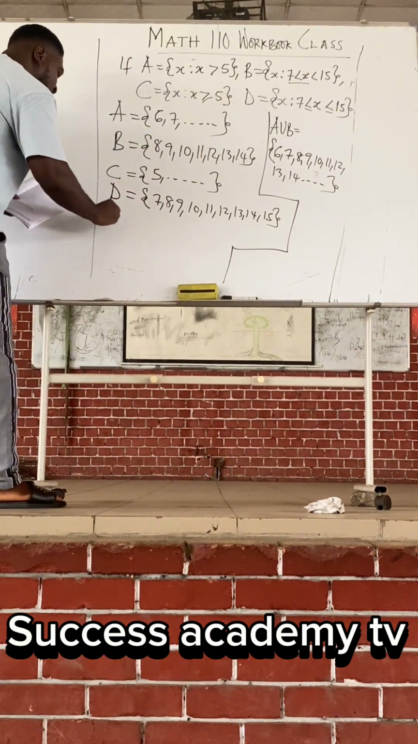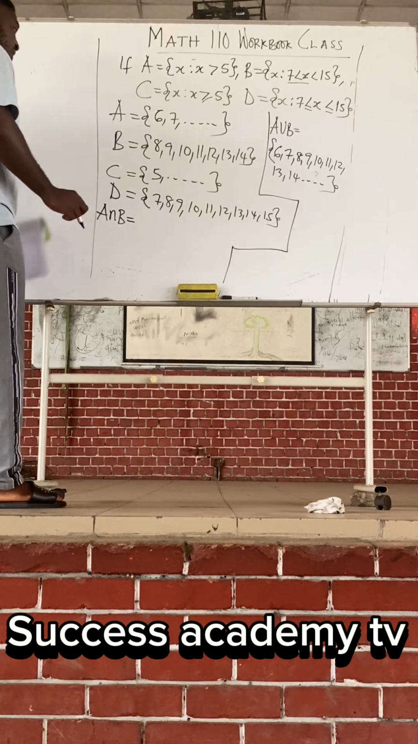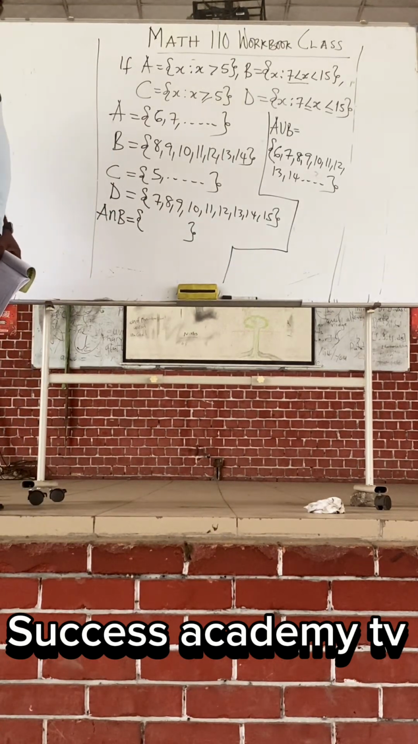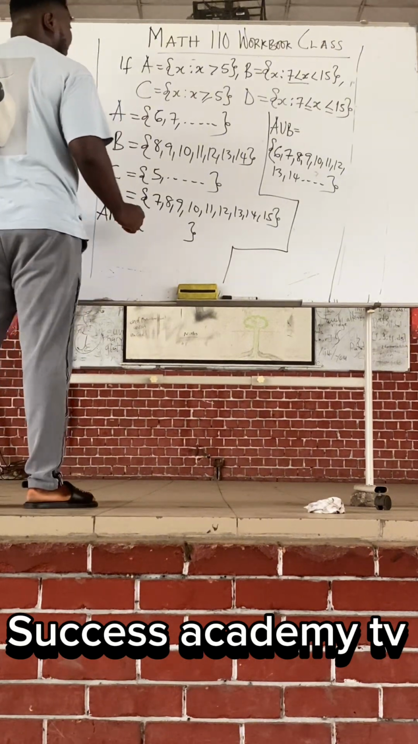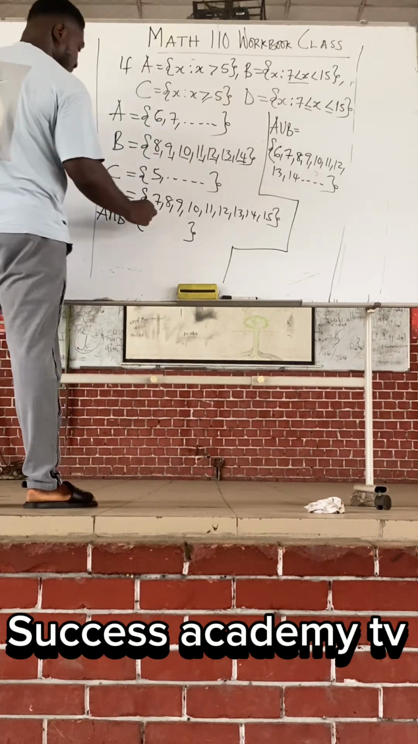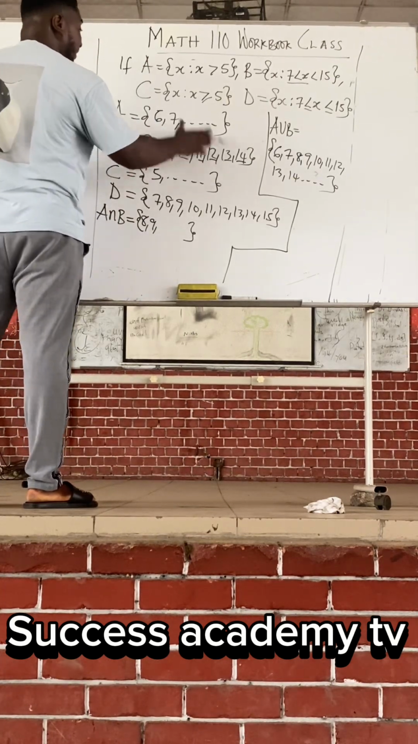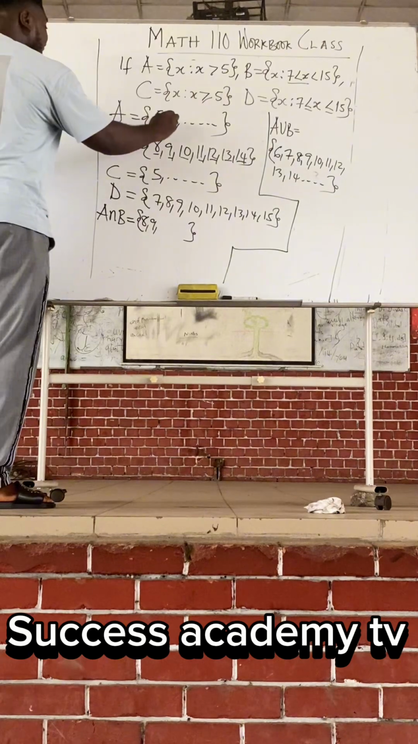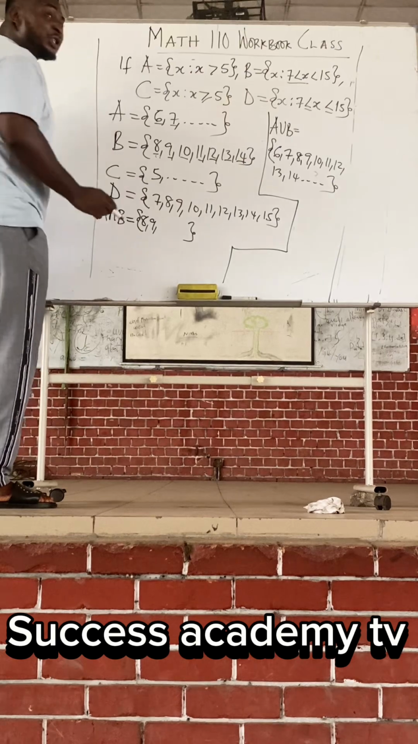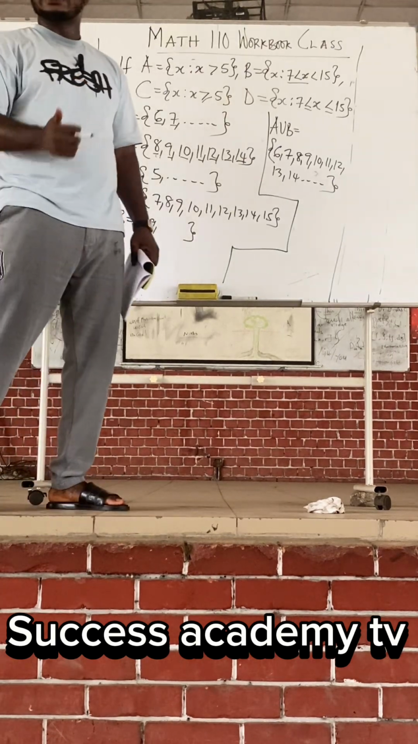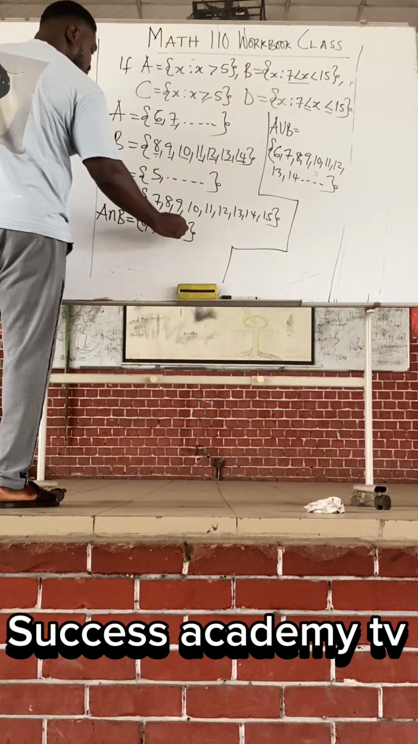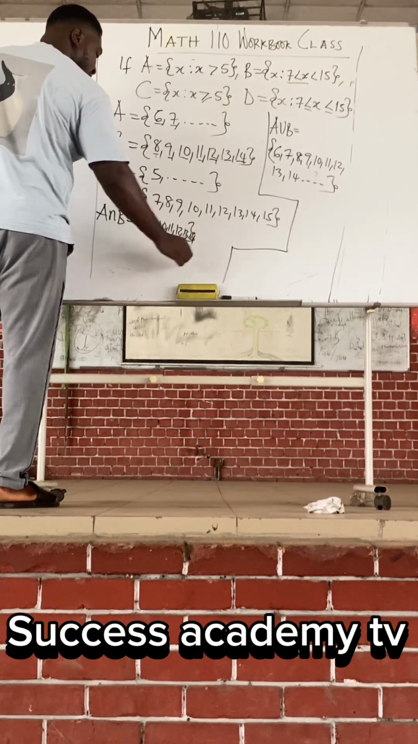A intersection B, the second part of the question. Intersection means what is common between the two sets. Class, what is common between the two sets? We start from 8, 9, 10, 11, 12, 13, because everybody in B is in A, right? But this 6 and 7 is not in B, because B did not start from 6 and 7. Intersection between two sets are elements that are found in both sets. Elements that are common in both. So 8, 9, 10, 11, 12, 13, 14.